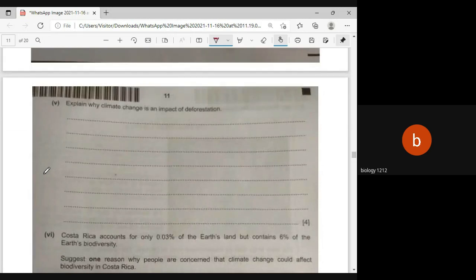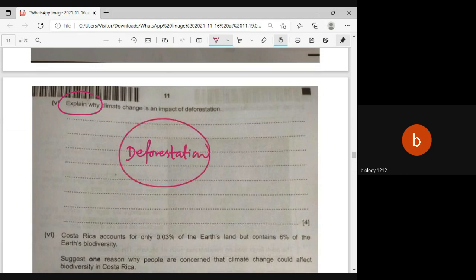Right? Explain why climate change is an impact of deforestation. So you have to give a reason why, basically, right? So how can you say that deforestation is causing it? As you know, deforestation can cause various impacts on the environment. For example, what happens when deforestation takes place? Of course, temperature increases, right?